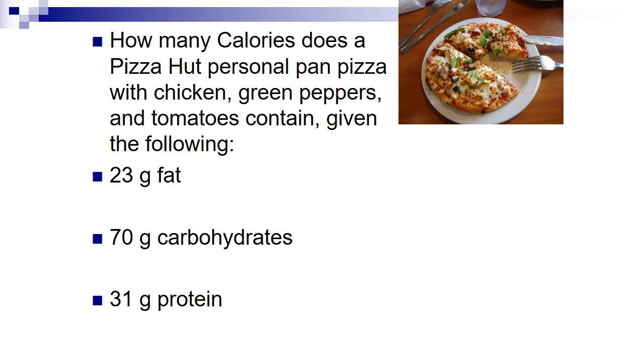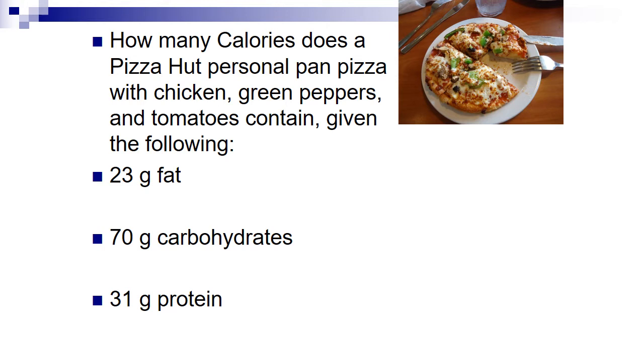One of my favorite types of pizzas, well, cheese is probably my all-time favorite, but in second place is this particular combination. So let's see here, how many calories does a Pizza Hut personal pan pizza, so one of those little bucket pizzas, with chicken, green peppers, and tomatoes have? Ooh, if you haven't tried that combination, try it. It's really yummy. Given the following: we're told that we have 23 grams fat, 70 grams carbs, and 31 grams protein.